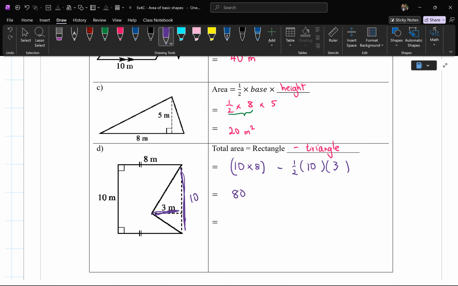So here we go. 10 times 8 is 80. Minus half of 10, which is 5. 5 times 3 is 15. And 80 minus 15 gives you 65. Very good. So that's a bit of a problem-solving one. You know your 4 formulas, it's applying your thinking. How would you work it out? And the hint is to find the entire rectangle and then minus the triangle. That's how you get the leftover.